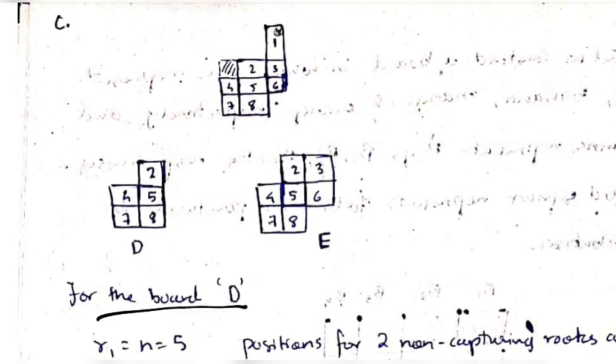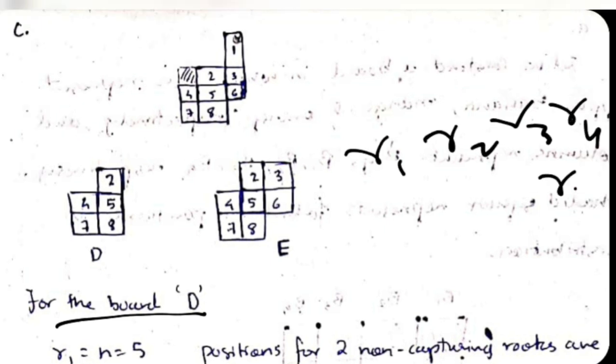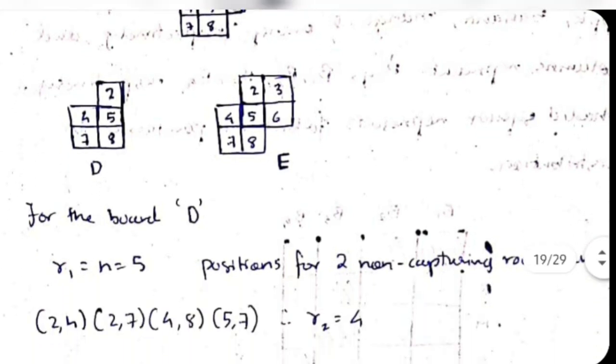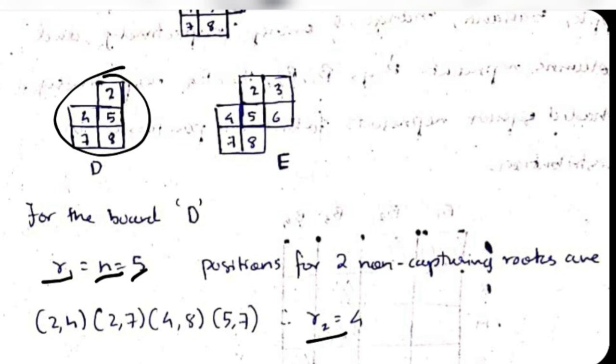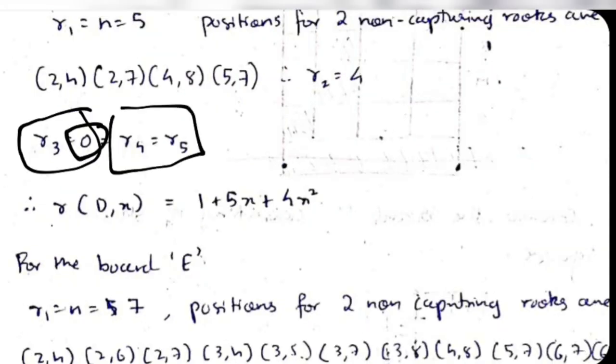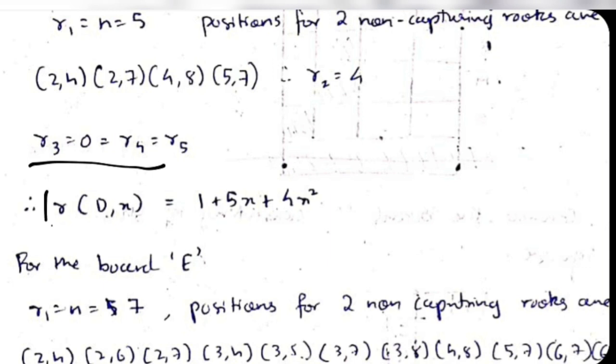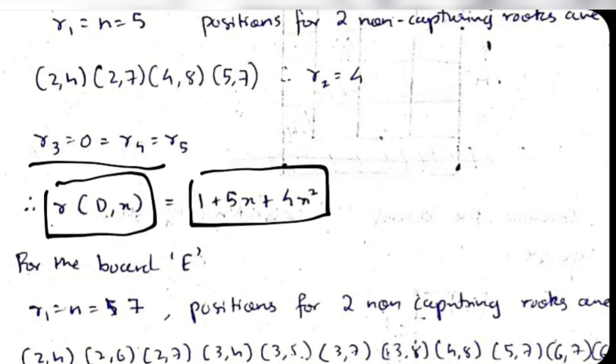Now for the board D you have to find out R1, R2, R3 and R4 or R5, till how much it goes. Let's see how to find that. R1 is always the number of elements in it, which is 5 elements, so R1 is 5. Next we have to find R2. R2 means considering 2 elements at the same time. I have explained this in more detail in the theory explanation video, you can refer to that, but now I will just go through it very briefly. Similarly R4 and R5, in this case all these 3 are 0, and we will find Rd of x, which is 1 plus 5x plus 4x square.